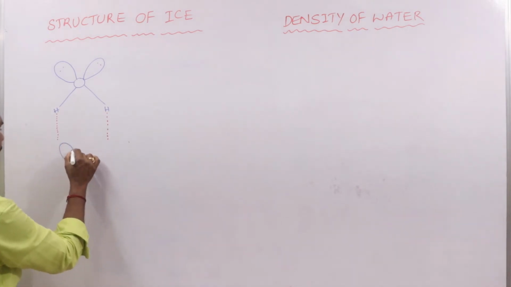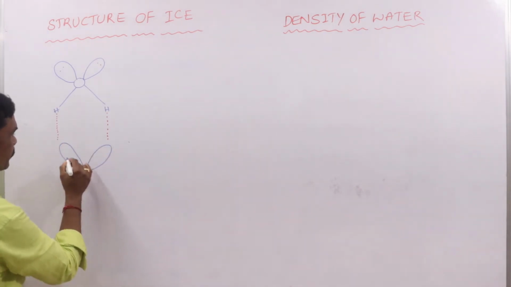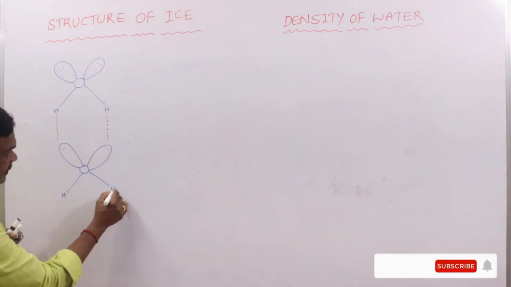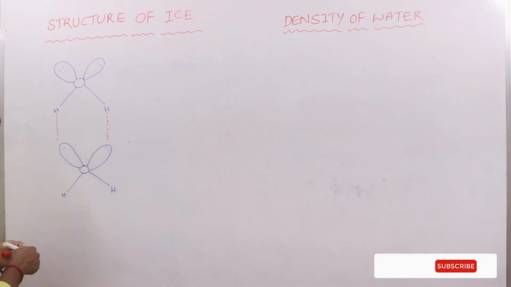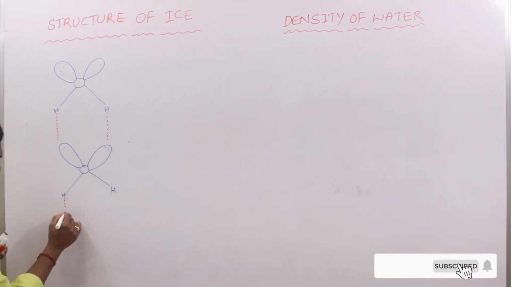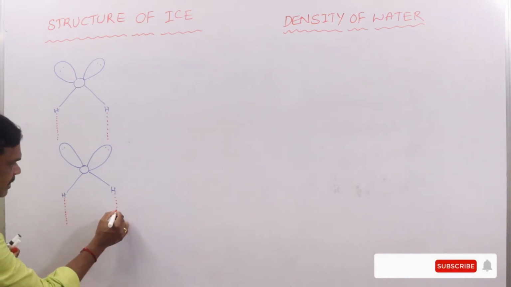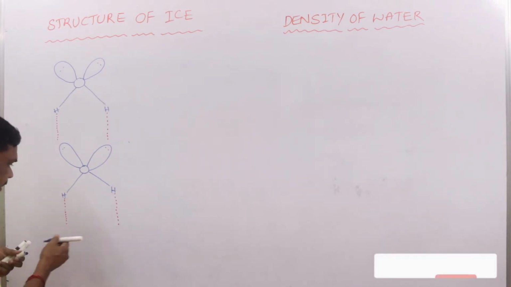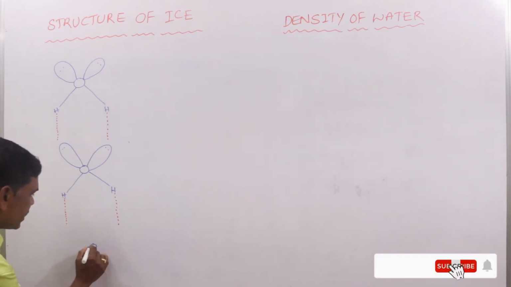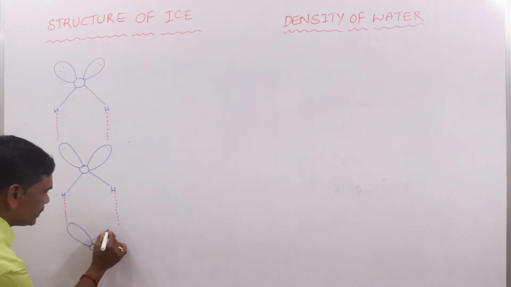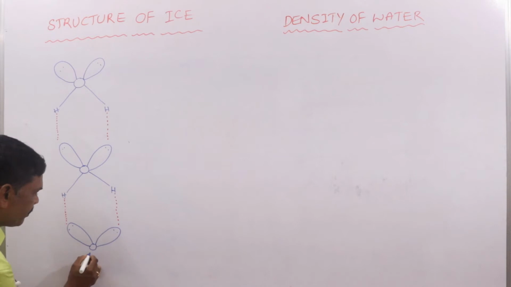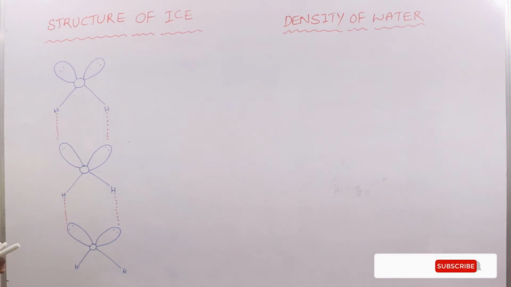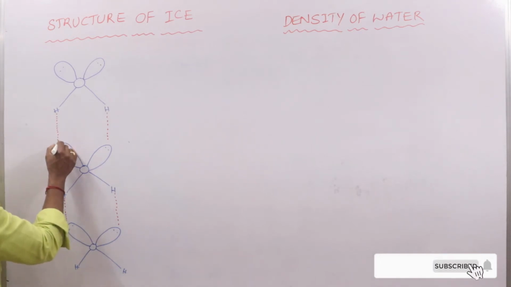Now I am writing the second water molecule. These are lone pairs, and again there are two hydrogens. Again they are involved in the formation of hydrogen bonds with lone pairs of another water molecule. So this is another water molecule. These are two lone pairs, and these are two hydrogens.